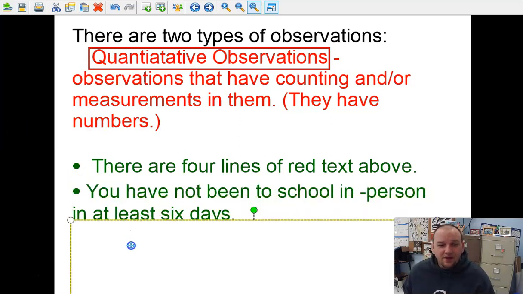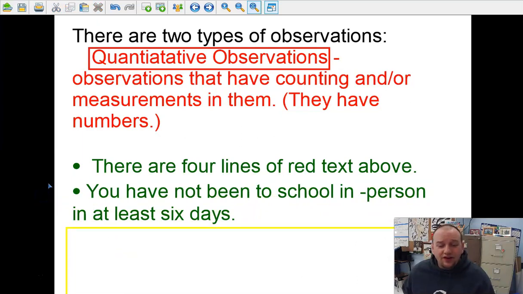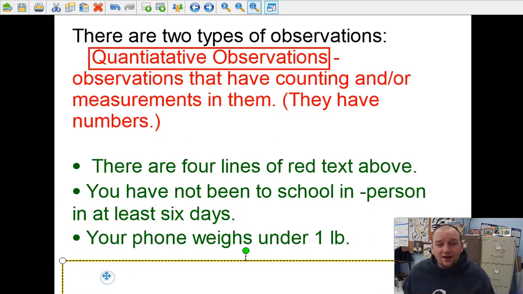We count it. You have not been to school in person in at least 6 days. Unless this isn't the case for you, most of us haven't been to school in 6 days. We can count the days. That's quantitative. Your phone weighs under 1 pound. Unless you have some very interesting phone, this is also the case for you. So again, all of these are quantitative observations.